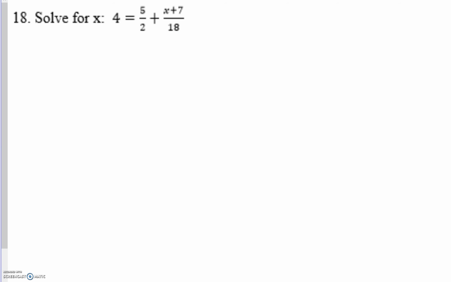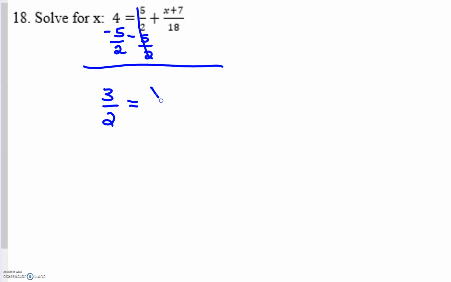For 18, you can choose to multiply everything by the least common multiple, which would be an 18. However, you should see that there's only one term with an x. So instead of multiplying the least common multiples of the 2 and the 18, I'm just going to subtract the 5 over 2 over to the other side. I'm going to do 4 minus 5 over 2, and when I hit enter, I'm going to get 3 over 2 equals x plus 7 over 18.